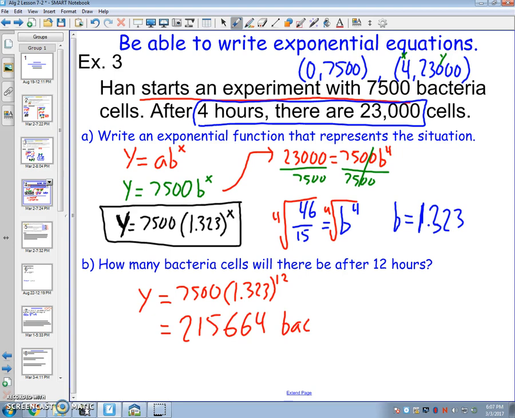And I'm not going to do half of a bacteria. All right, so after 12 hours, 7,500 of them turn into 215,000 of them. So as you can see, bacteria grow really fast.